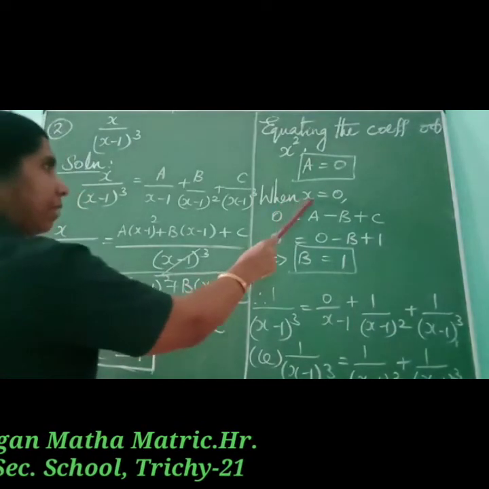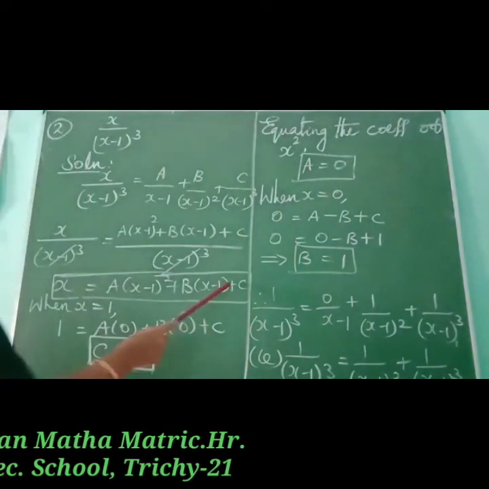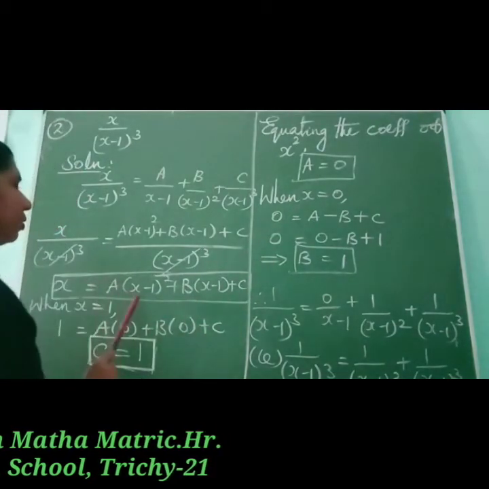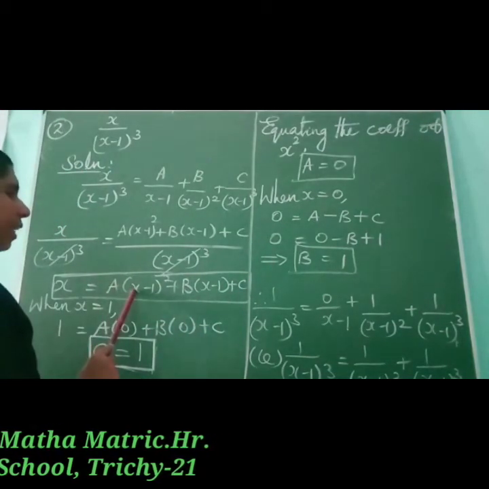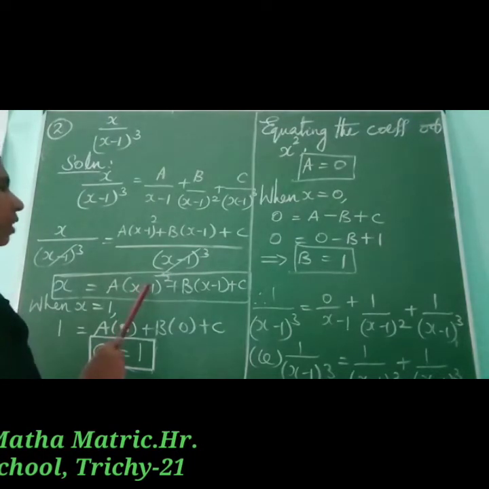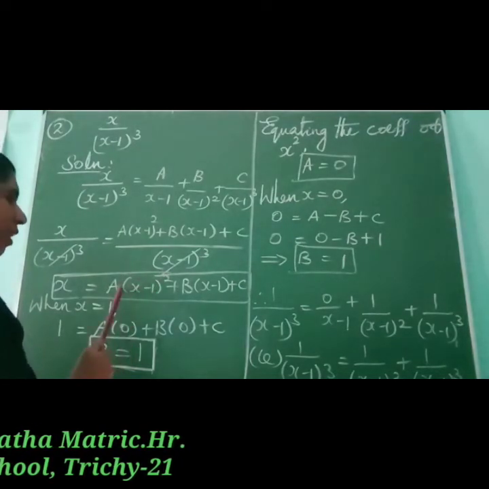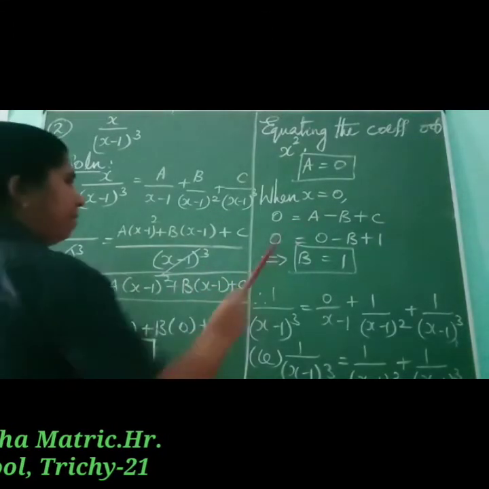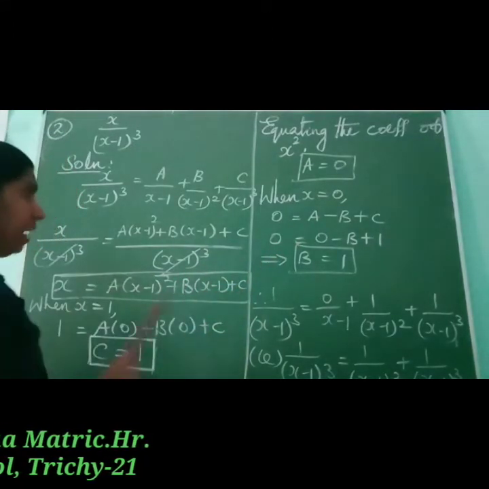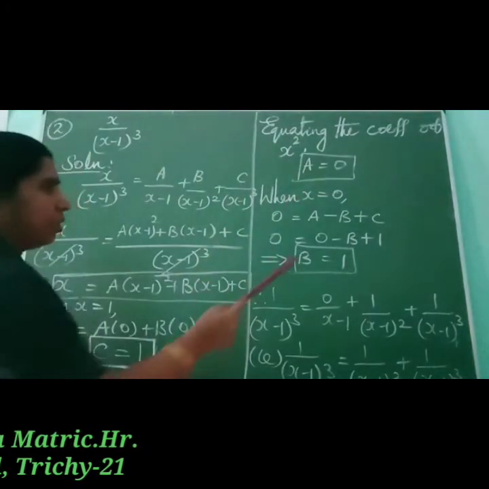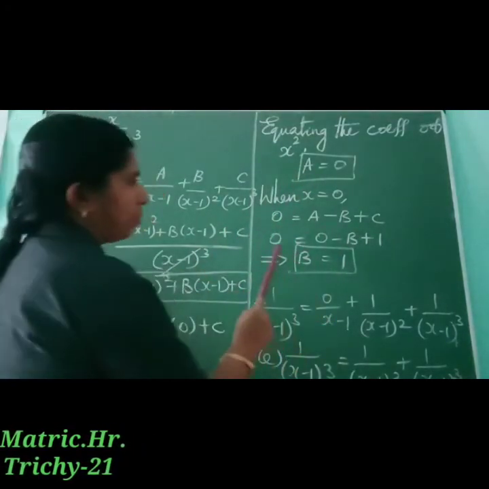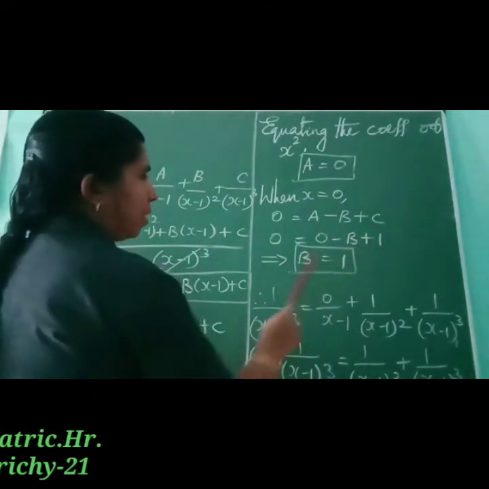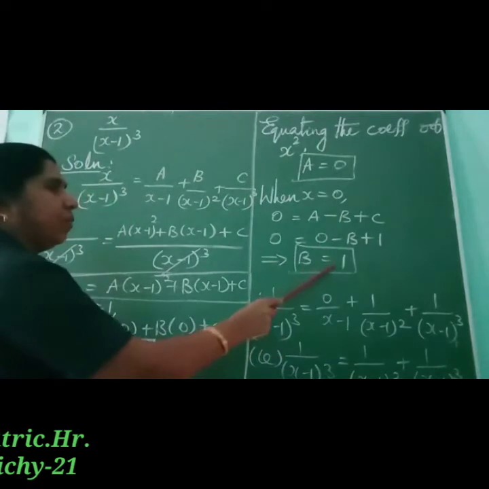Here we are selecting x is equal to 0. Substitute x is equal to 0 in this expression. 0 equal to a into x. X equal to 0 means minus 1 the whole square only is there. So a, here minus 1. So minus b plus c. C and a, these two values you can substitute in this expression. Therefore 0 equal to 0 minus b plus 1. From this we get b is equal to 1.